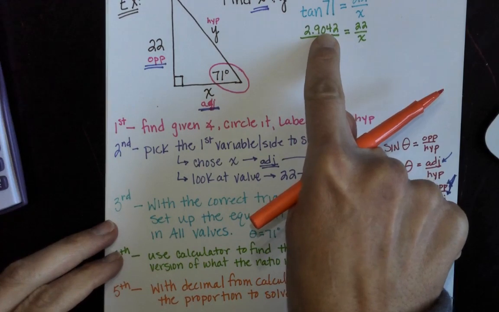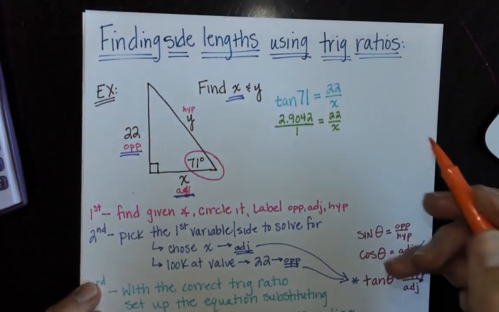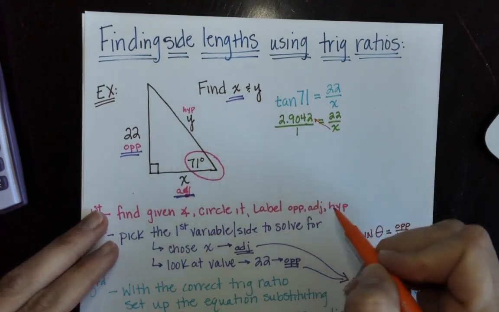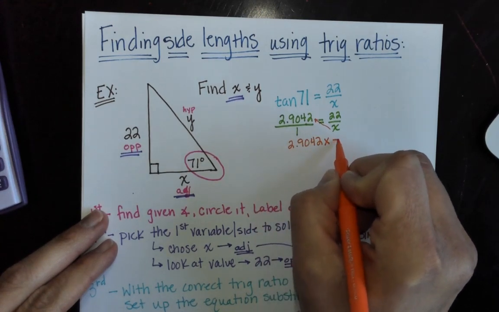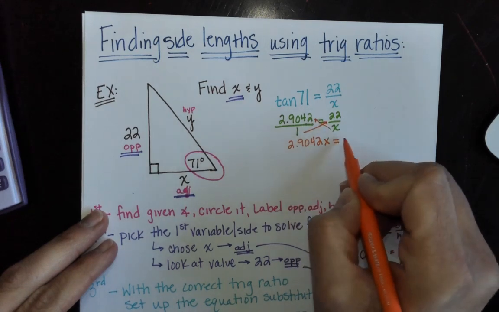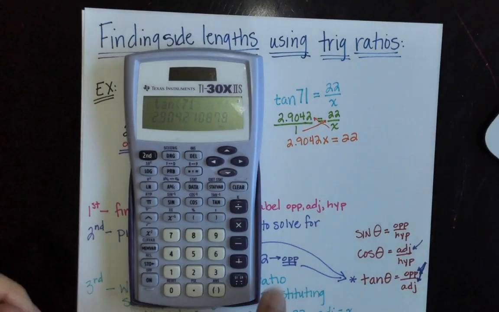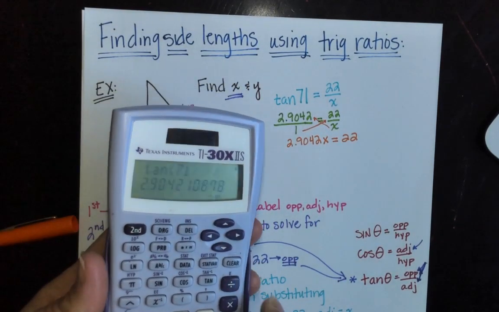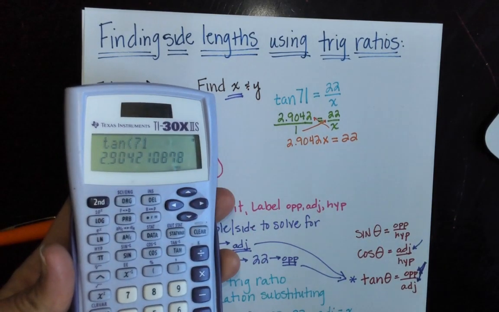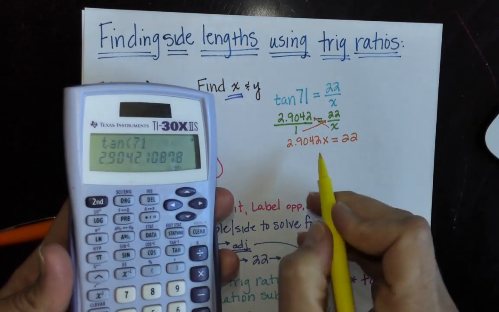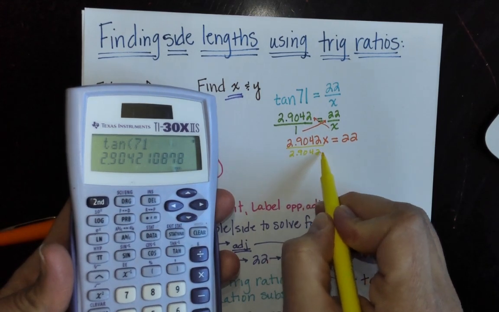So with this decimal, we created our ratio, and now our proportion we're going to use to solve. So we're going to cross multiply here, and we end up with 2.9042 times x equals 1 times 22, which will just be 22. Notice that my calculator, I've not erased this. Well, that's because I still need that number, because if I want to get x by itself, I have to divide both sides by this number.